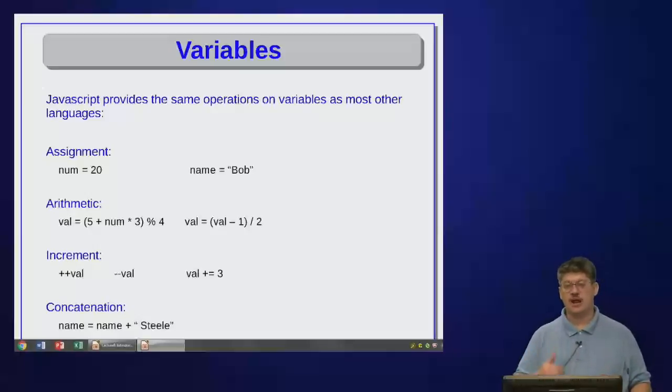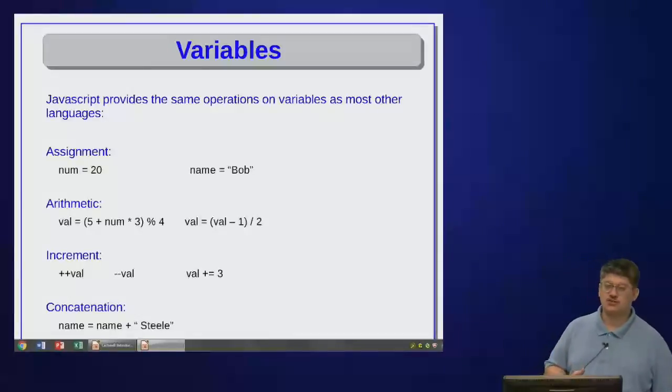Minus minus val will subtract 1 from val. So if it was 6, now it's 5. Val plus equals 3 will add 3 to val. So if val was 7 and I plus equals 3, it'll become 10. I can also do minus equals, times equals, divide equals, and percent equals to do the other operations.